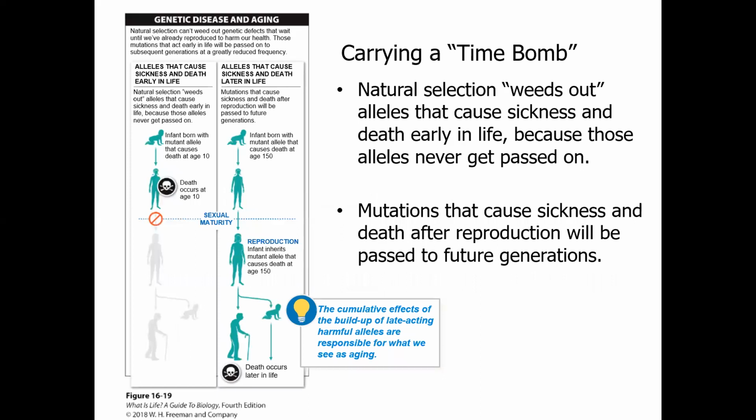And this is because natural selection actually weeds out the alleles that cause sickness and death early in life. Because those individuals die, they don't pass on their genes. Ultimately, it's the mutations that cause sickness and death and the shutdown and dysfunctioning of the body after reproduction that actually get passed on in generations. So, an interesting look at how natural selection impacts aging.